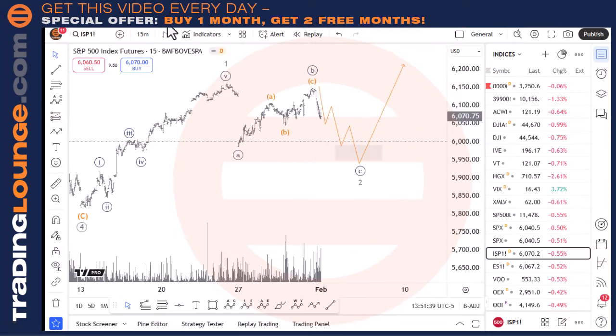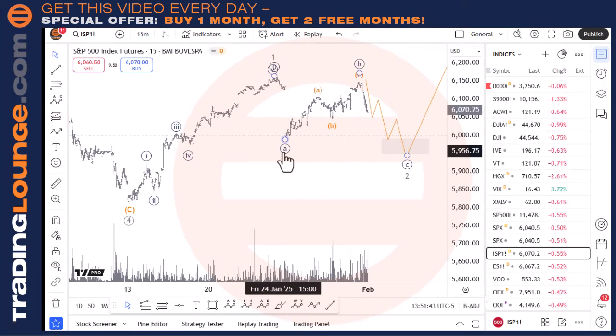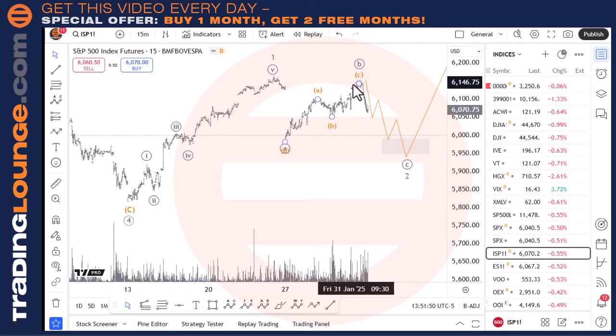The E-minis are much the same as well. So we've got this move up here as wave 1, and then an ABC pattern up here. Once again, we can go long above the top.